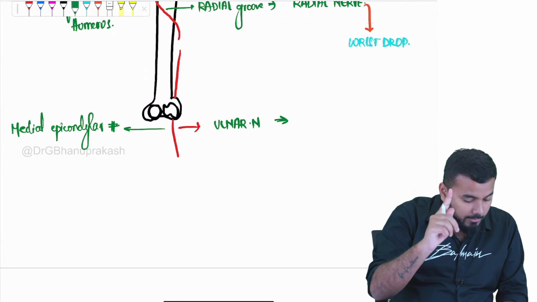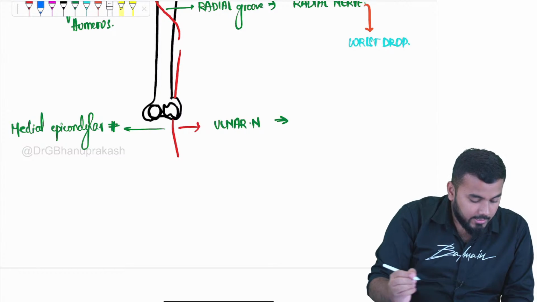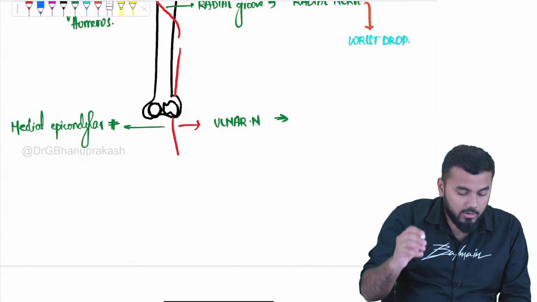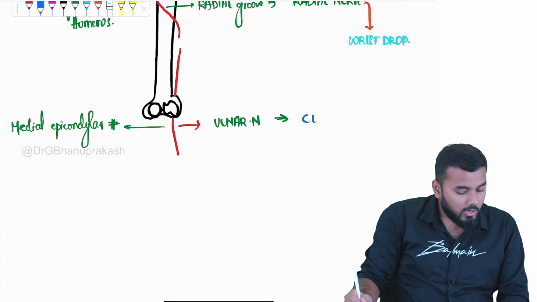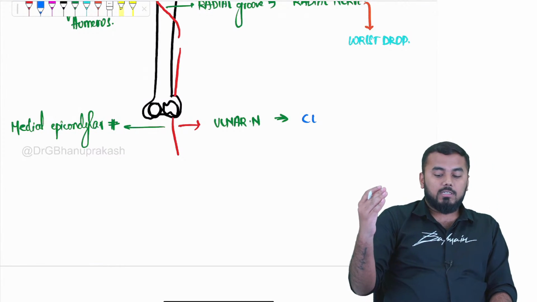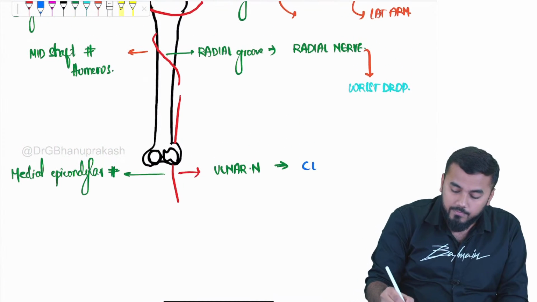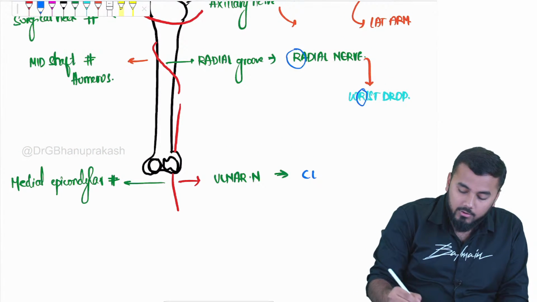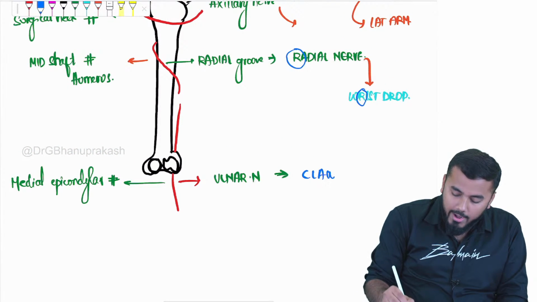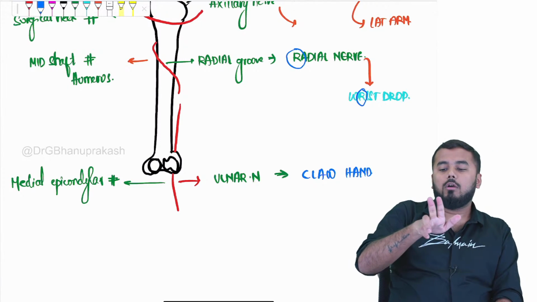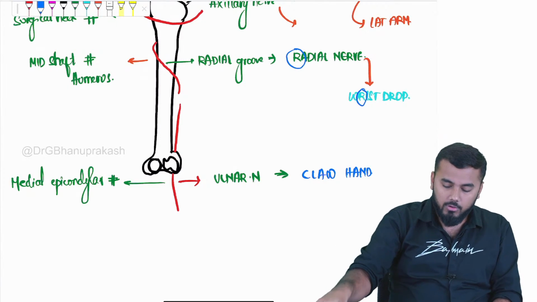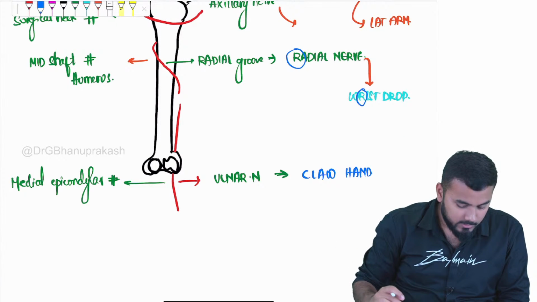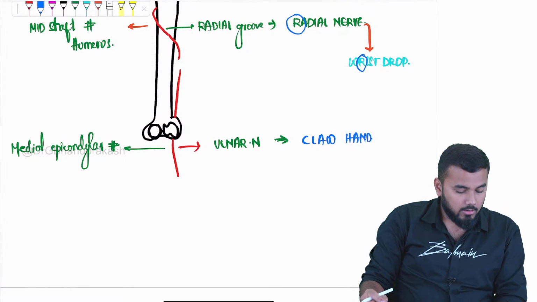Ulnar nerve damage. You're absolutely right. That ulnar nerve damage will lead to claw hand, not wrist drop. Wrist drop is radial. Remember it like this: R for R. So right now I'm telling you about claw hand. Exactly speaking, ulnar claw. Only the ulnar part will be like this. Ulnar claw.